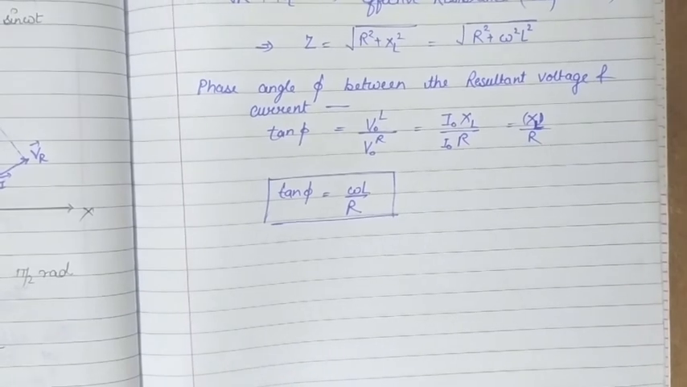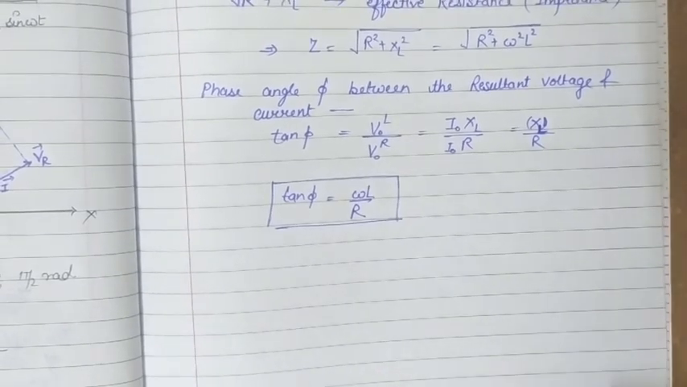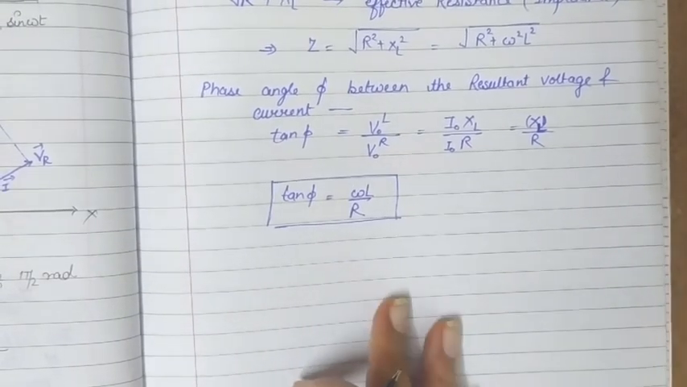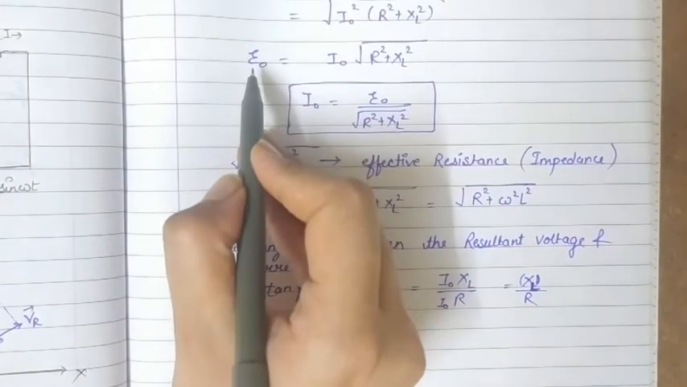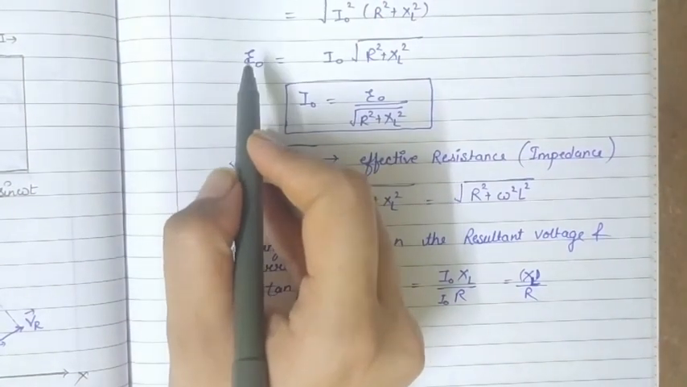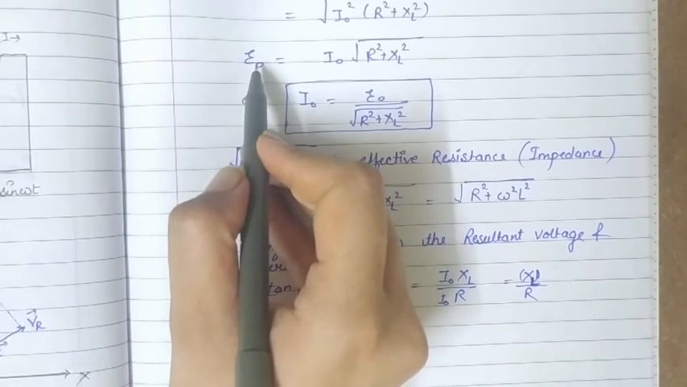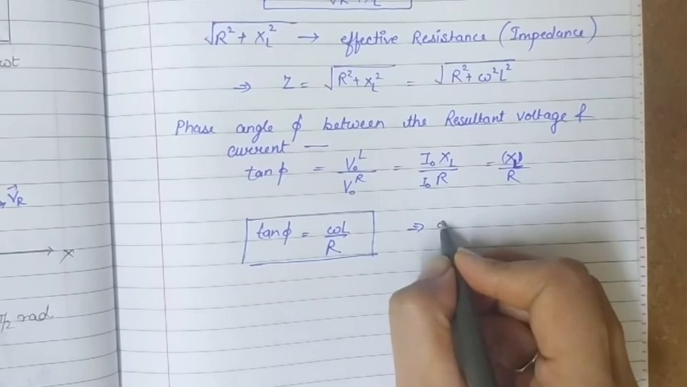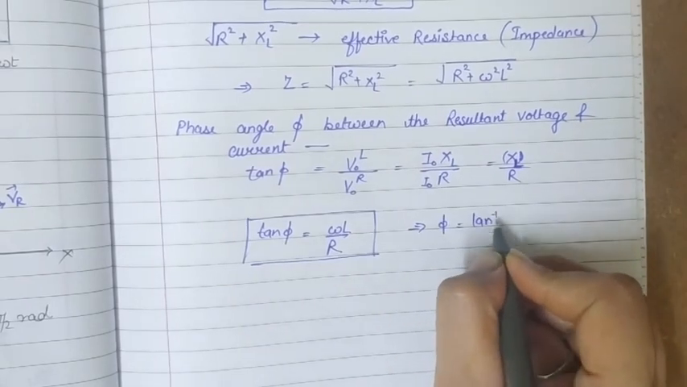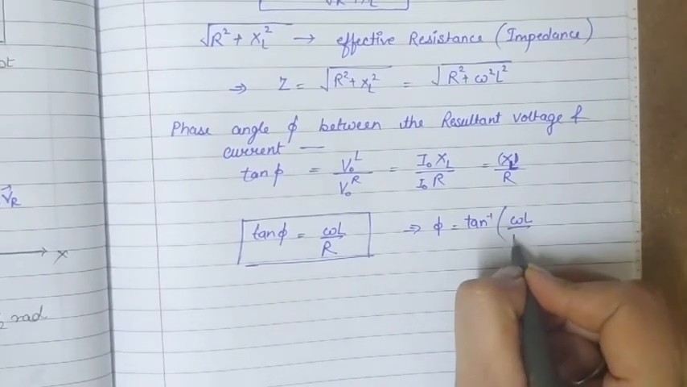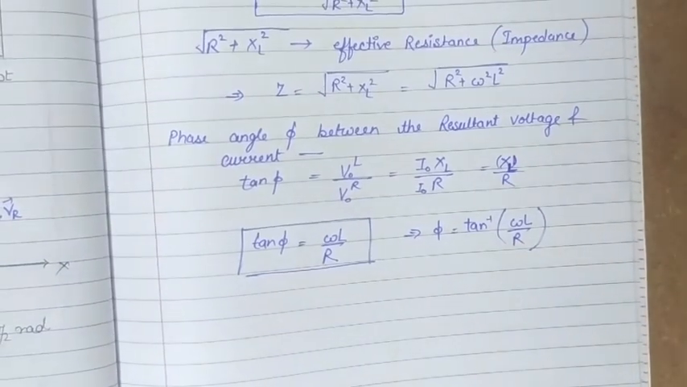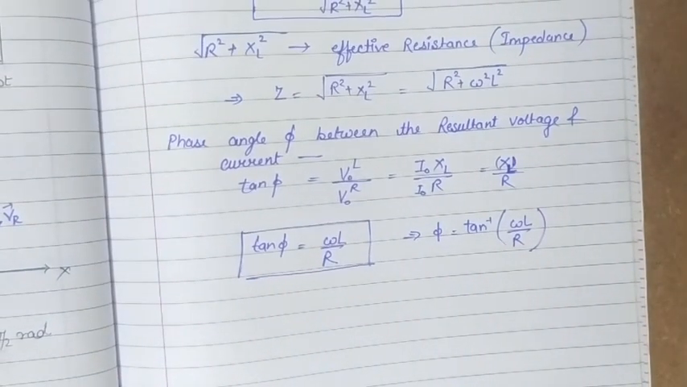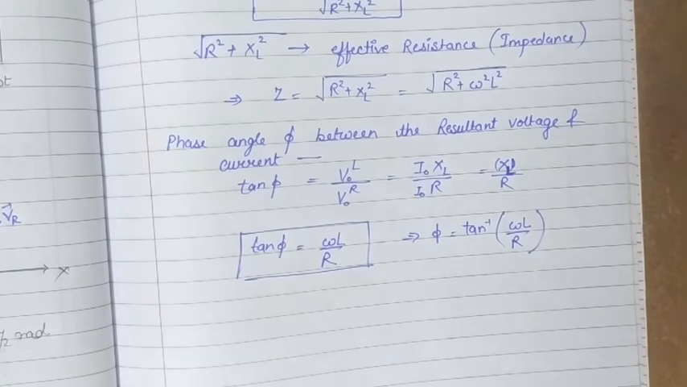Okay, so this is how we can completely define the resultant. The magnitude of the resultant is epsilon naught, and the direction at which it is inclined with the current is phi. So we can give phi as tan inverse of omega L upon R. That's all about the AC circuit having resistance and inductance in series only.